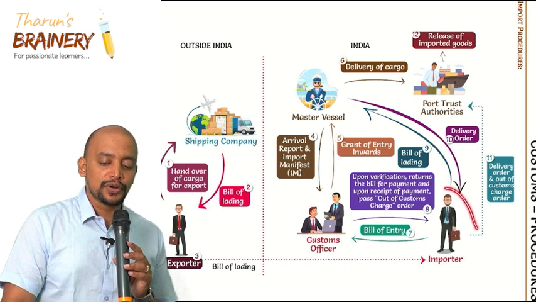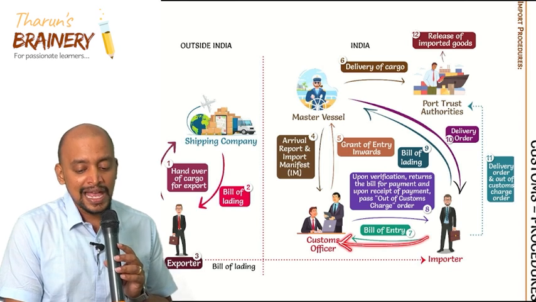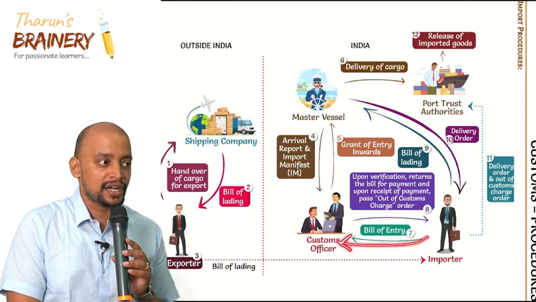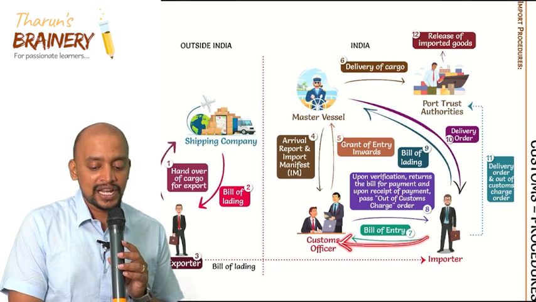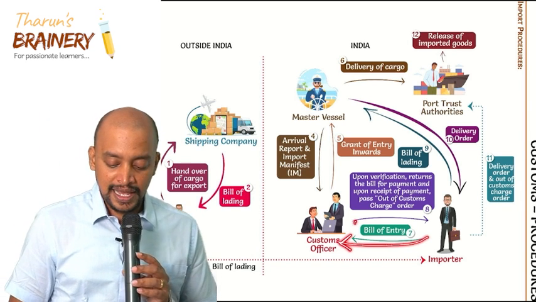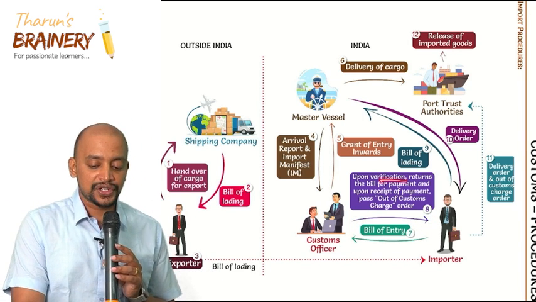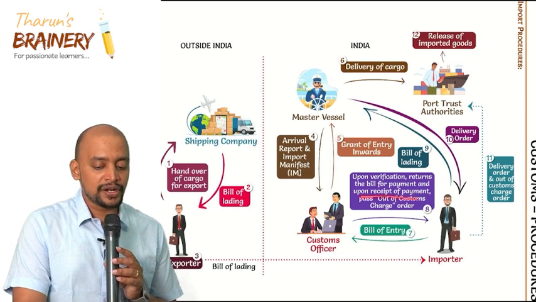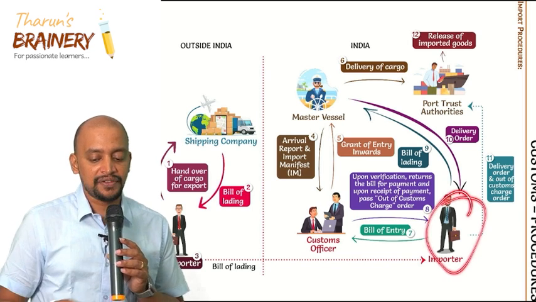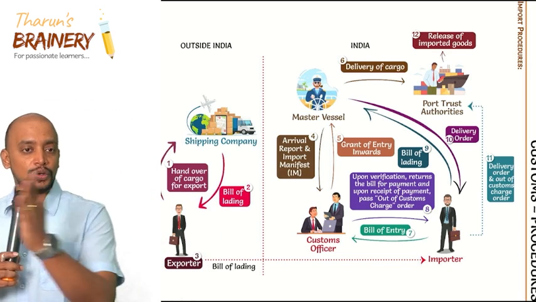Now, what will happen? Importer needs the goods. So, importer will be filing a bill of entry with the customs officer, and the customs officer will verify whether the value declared by this importer and the customs duty computed by this importer is proper or not. Thereafter, he will give an acknowledgement and he will recover the customs duty from the importer. Upon verification, return the bill of entry for payment, and upon receipt of payment, customs officer will pass an out of customs charge order. Now importer is having out of customs charge order. What does it mean? It means that he can take the goods outside.